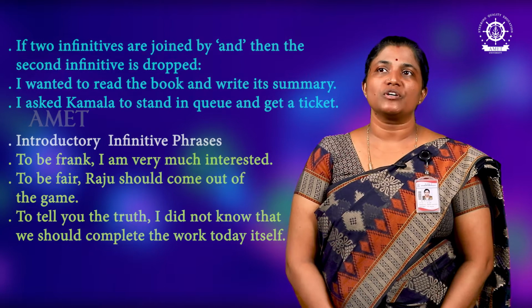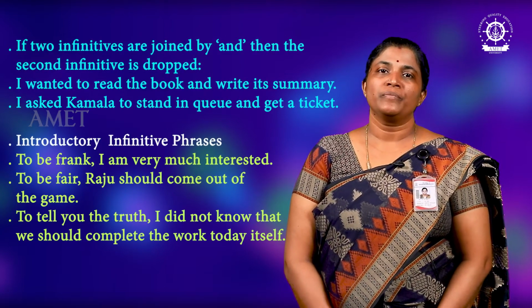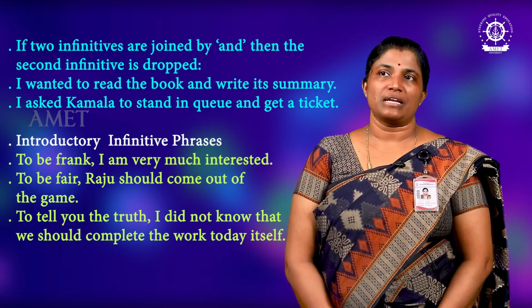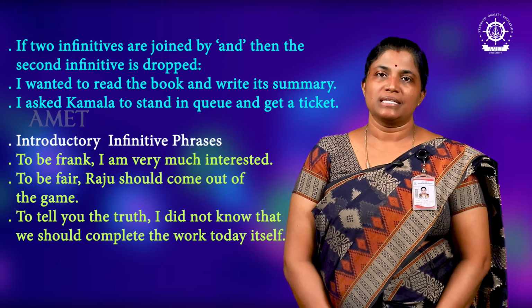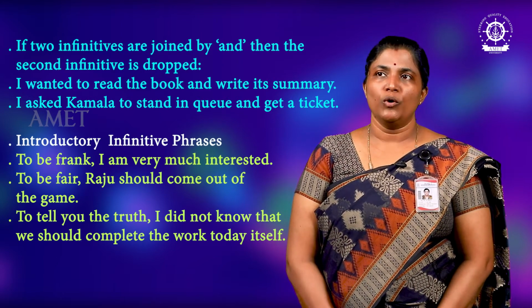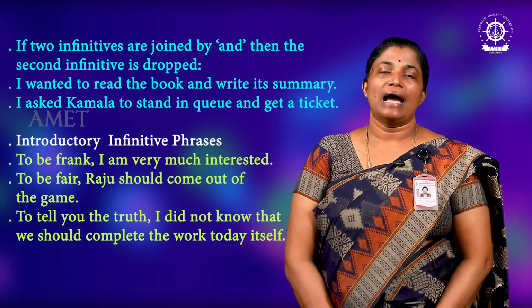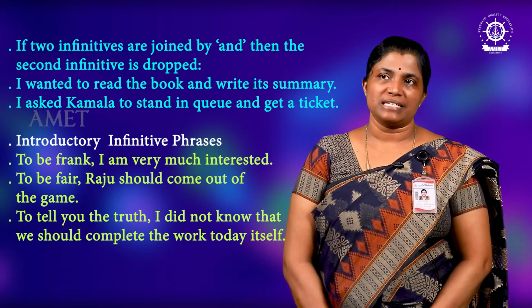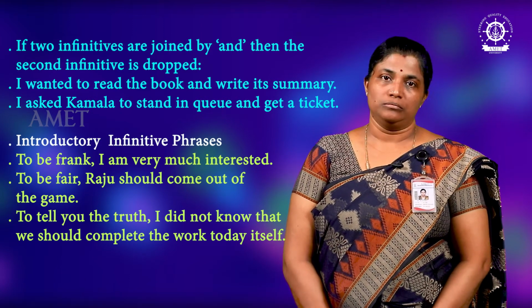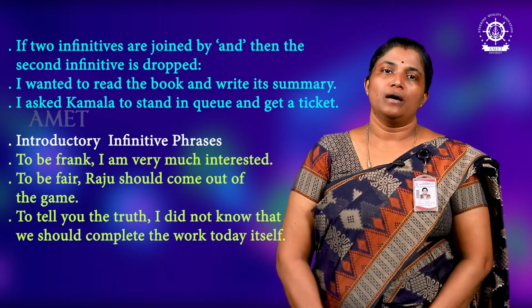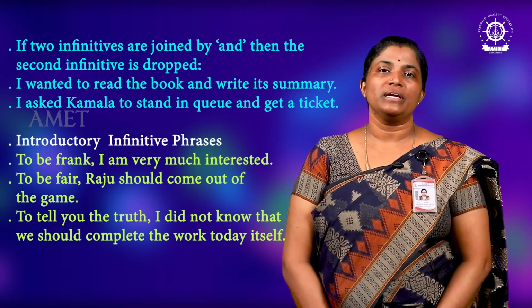If two infinitives are joined by and, then the second infinitive marker is dropped. You are using the conjunction and. In that case, for the second usage, to can be dropped. Example, I want to read the book and write its summary. That is enough, and to write its summary is wrong. It must be phrased like and write its summary. Again, to need not be repeated.